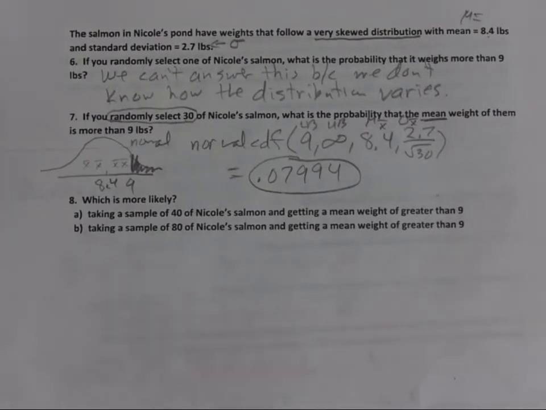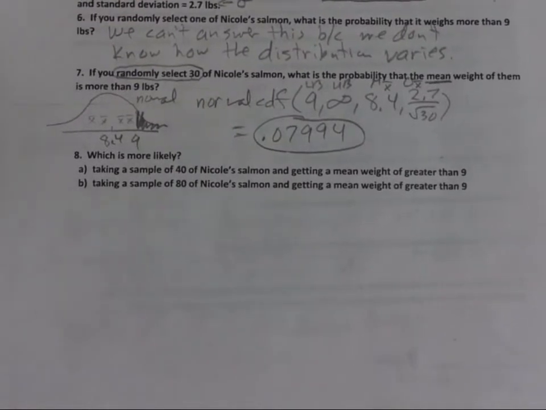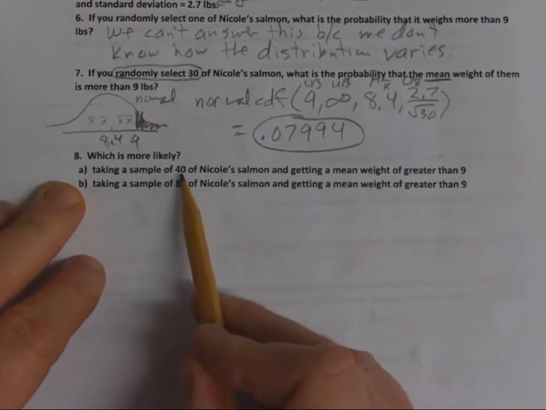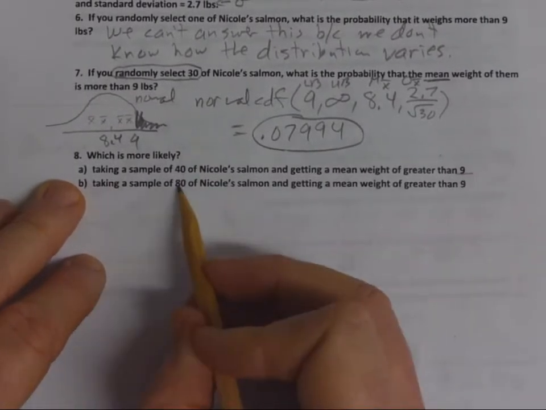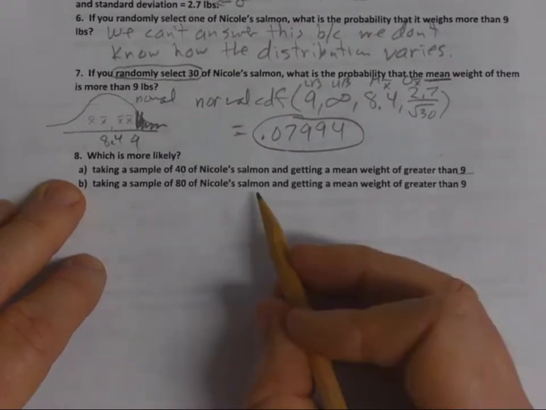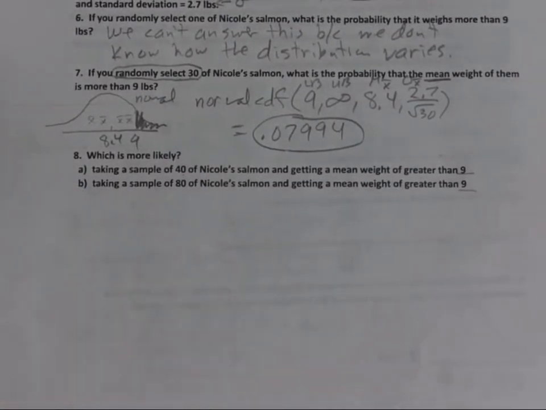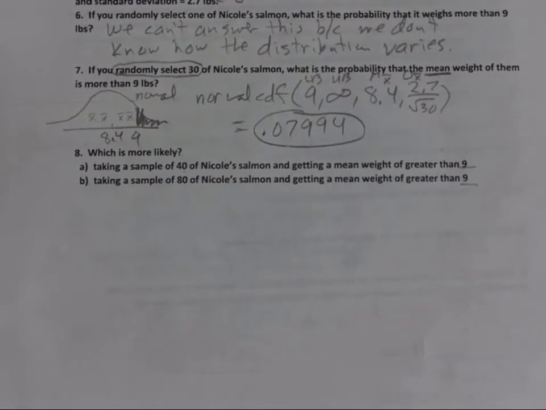But anyway, in this problem right here, almost this exact problem occurred in the exam a few years ago, and that is this. Which of these is more likely? Taking a sample of size 40 of Nicole's salmon and getting a mean weight of greater than 9, or taking a sample of size 80 and getting a mean weight of greater than 9. Well, let's think about this. The general principle here is that the bigger your sample size is, the less variability you're going to have, and so the less likely you're going to have unusual values or values different from the mean.